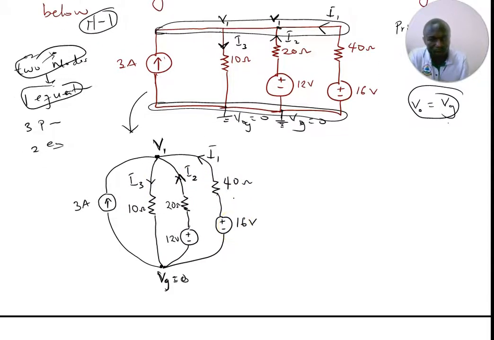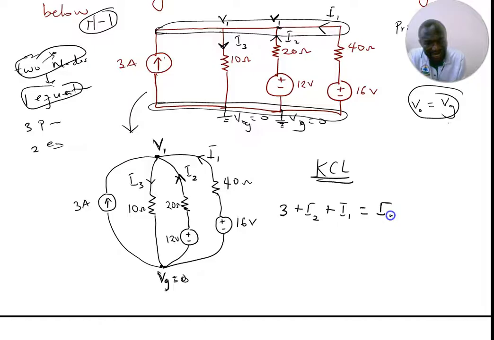Okay, so now I can write the KCL equation for the circuit. I have the 3 amps. The sum of current entering equals the sum of current leaving. So the 3 amps is entering, so 3 plus I2, I2 is also entering, plus I1, equals I3. It's only I3 which is leaving. So 3 amps is entering, I2 is also entering, then I1 is also entering. So the sum of current entering equals the sum of current leaving.